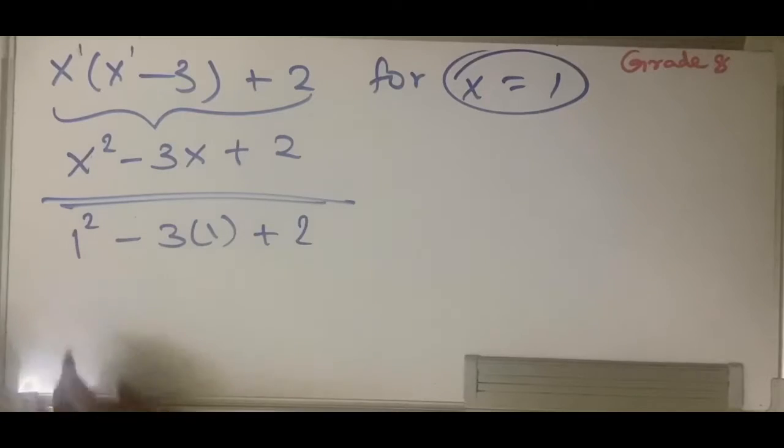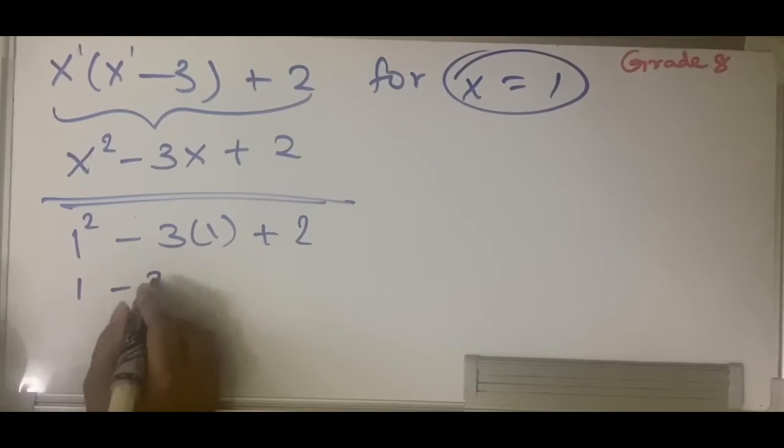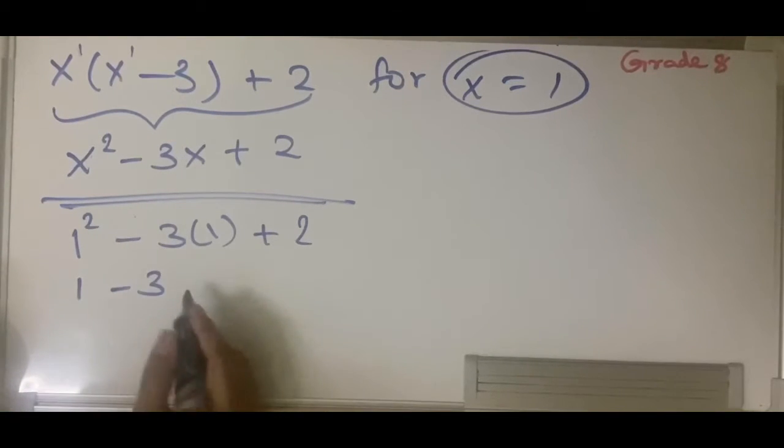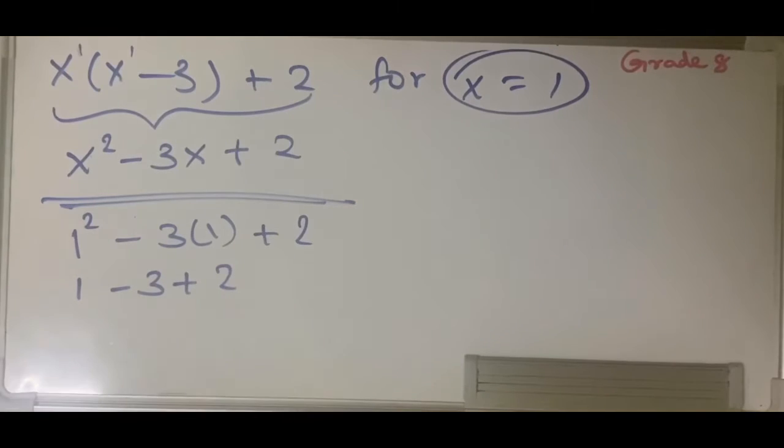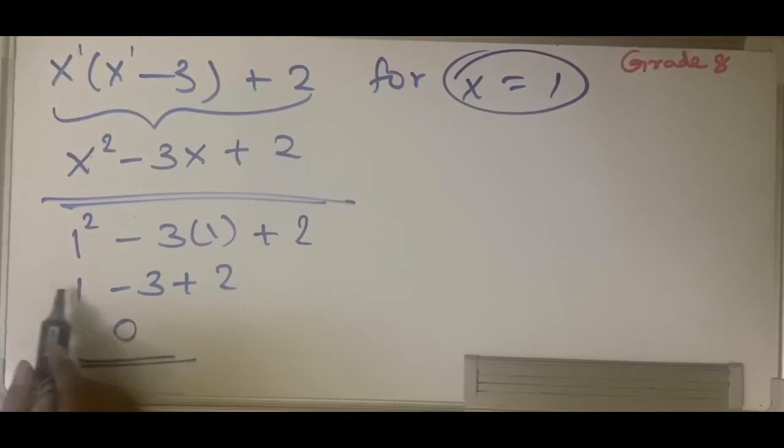So 1 raised to 1 is 1. So you have 1 minus 3 times 1 is 3. 1 minus 3 plus 2, right? So 1 plus 2 would be 3. 3 minus 3 would give you 0. Clear? Or else simply you can do 1 minus 3.